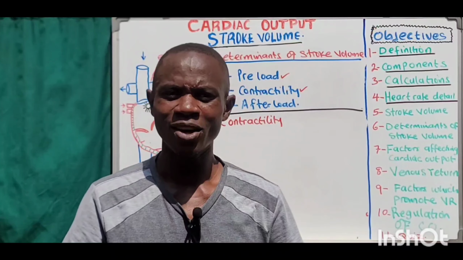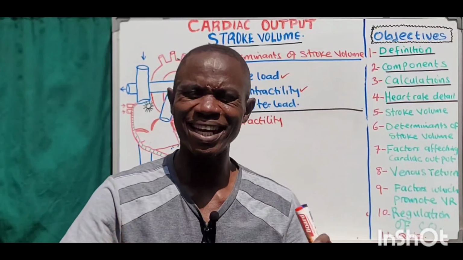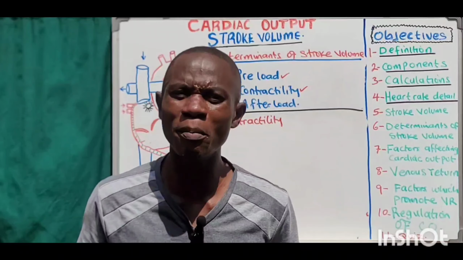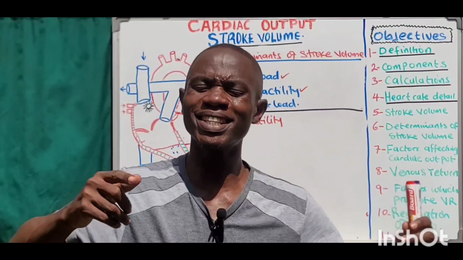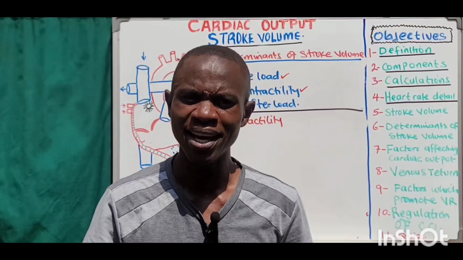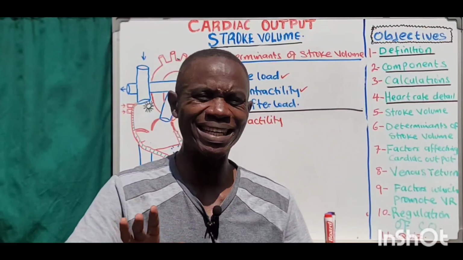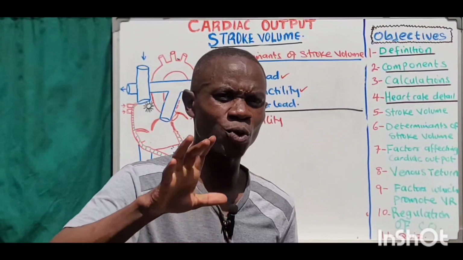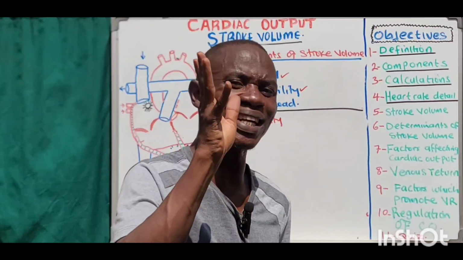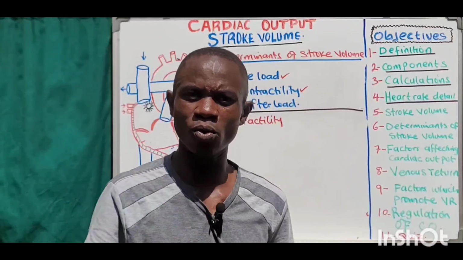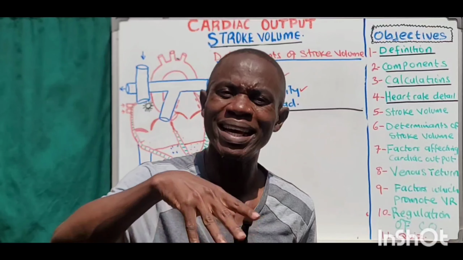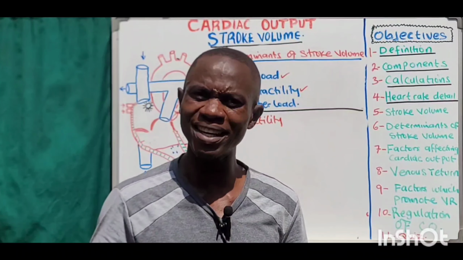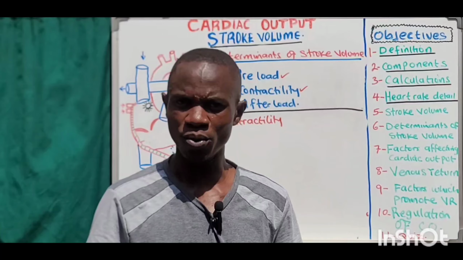Now that you have seen what we mean by contractility, this contractility also determines how much of the blood volume will be ejected with every single beat. What are the factors that affect contractility? These factors can either increase or decrease contractility, and by doing so, the volume of blood ejected from the ventricles, which is the stroke volume, will be affected significantly.